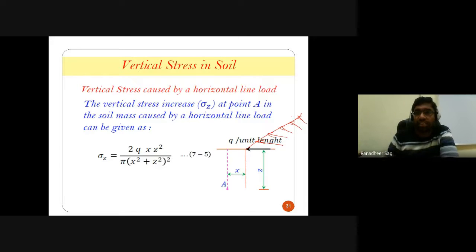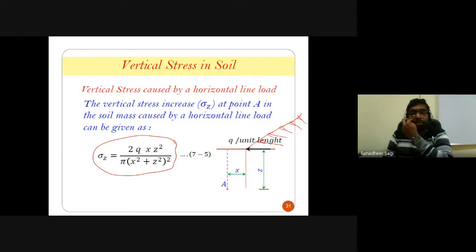Okay. So for that horizontal line load condition, if I am required to calculate how much is the vertical stress that is getting developed at any point you have chosen below the ground, I can make use of this particular expression, from which I can go on to calculate the increment in stress, or the stress which was getting developed in your ground.